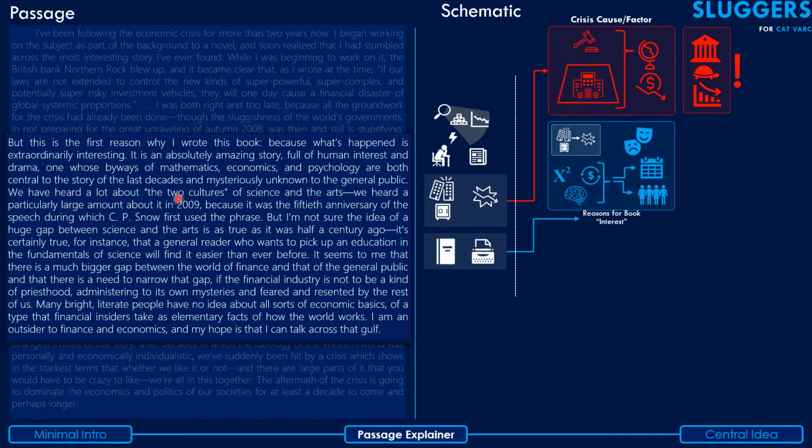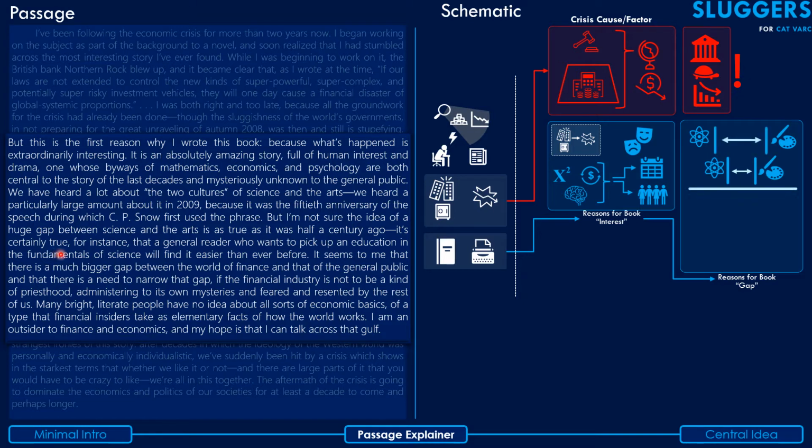We have heard a lot about the two cultures of science and the arts. We heard a particularly large amount about it in 2009 because it was the 50th anniversary of the speech during which CP Snow first used the phrase. But I'm not sure the idea of a huge gap between the science and the arts is as true as it was half a century ago. It's certainly true, for instance, that a general reader who wants to pick up an education in the fundamentals of science will find it easier than ever before.